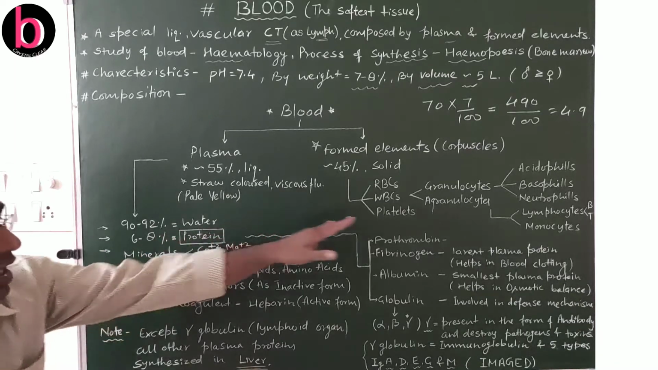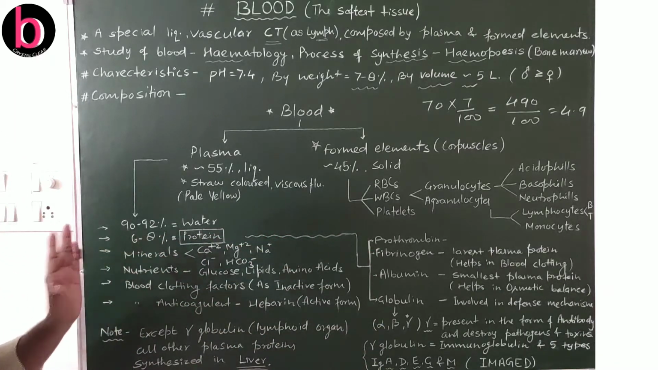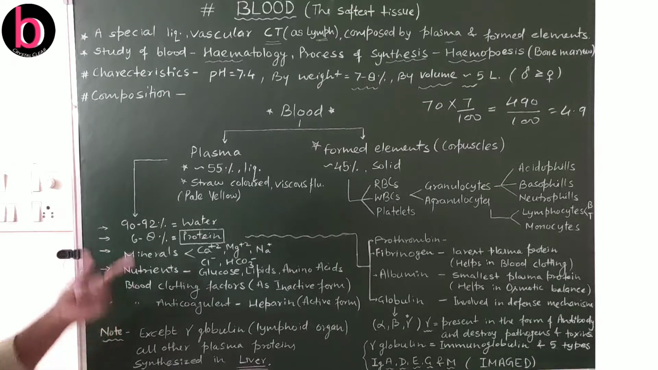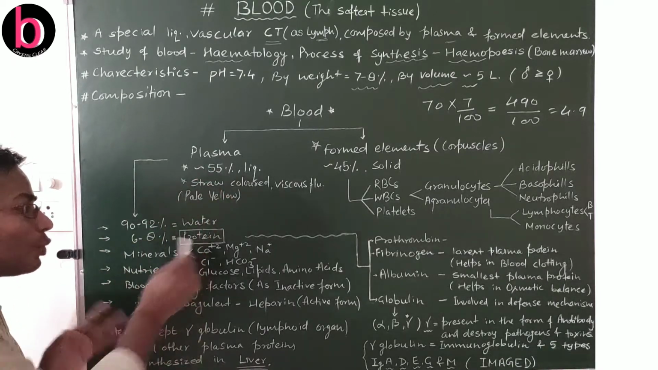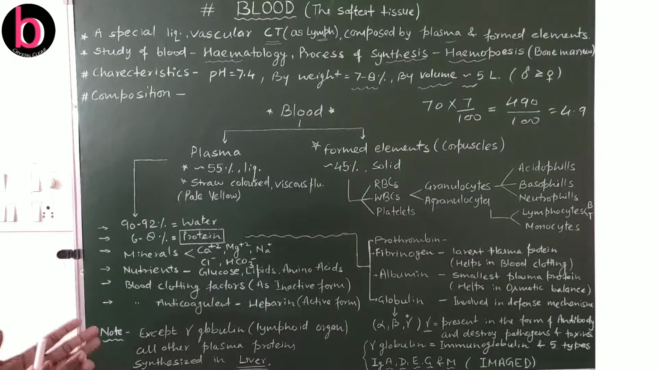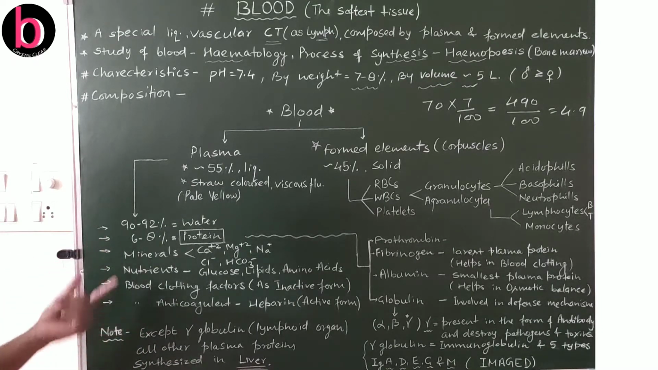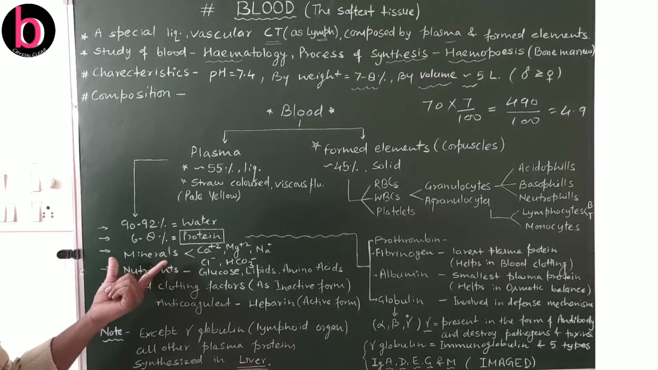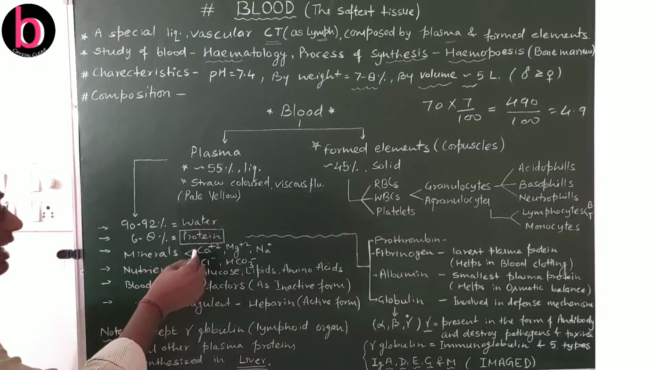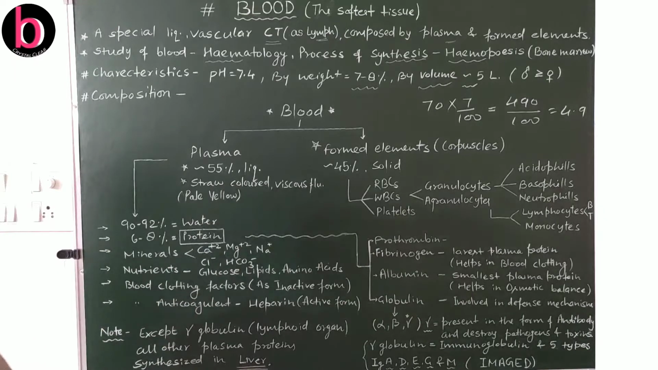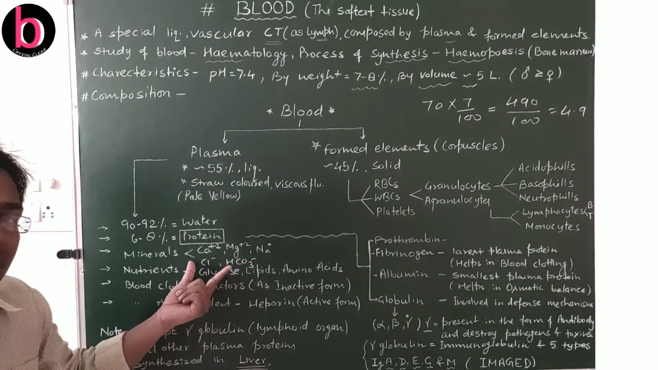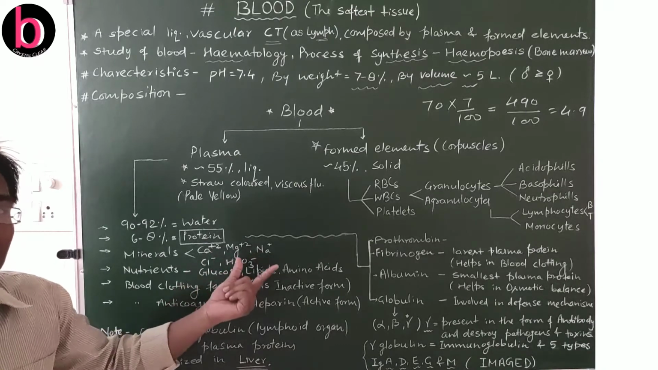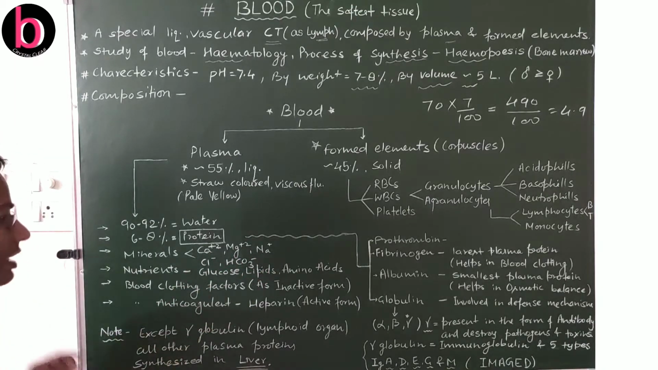Further details of protein we will discuss here, but before this, the composition. So 6 to 8% of total plasma is made by proteins. There are also a number of other substances which are given here. The next one is minerals. They are of both types: cations like calcium ion, magnesium ion, sodium ion, and anions like chloride ions, bicarbonate ions, etc.